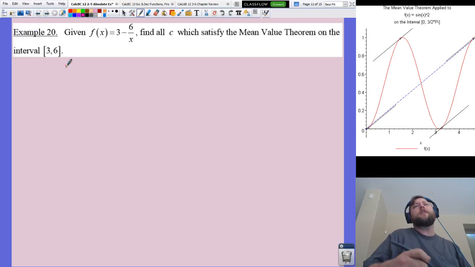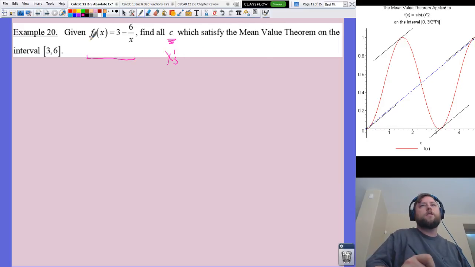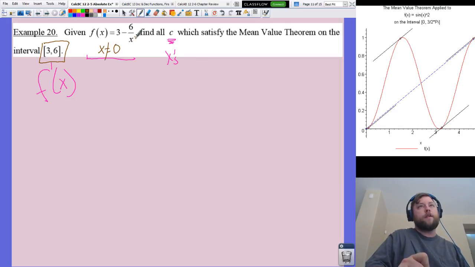All right, let's see what it actually looks like in a problem. If I'm given a function like this, I'm going to find all c, so find all x's, which satisfy the mean value theorem. So first of all, let's differentiate this. The first question you might have is, is it going to be continuous on this interval? Now, dividing by x, it's not going to be continuous when x equals 0. That's discontinuous. You can't say x equals 0 because you're dividing by 0. But that's not on my interval, so we don't care. So we're continuous on this interval from 3 to 6.